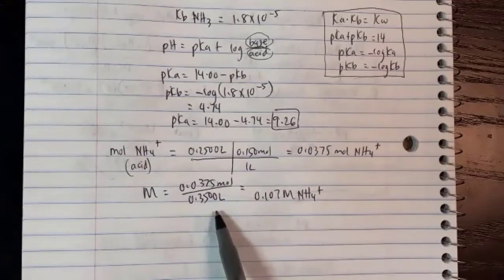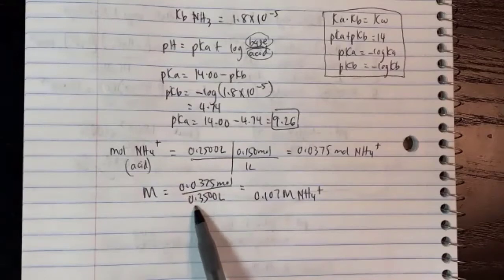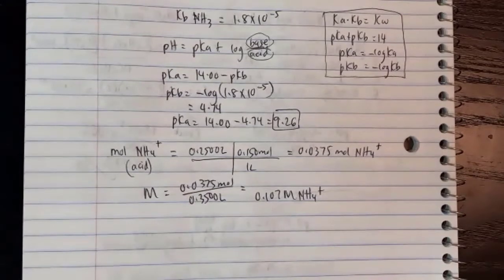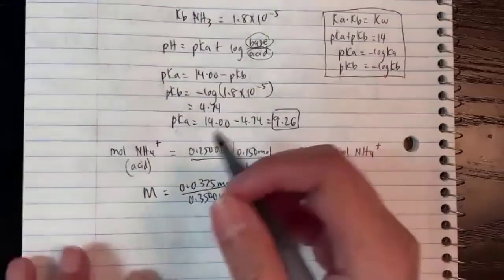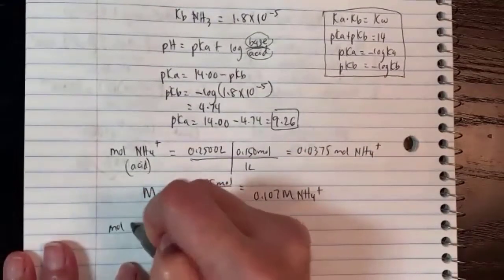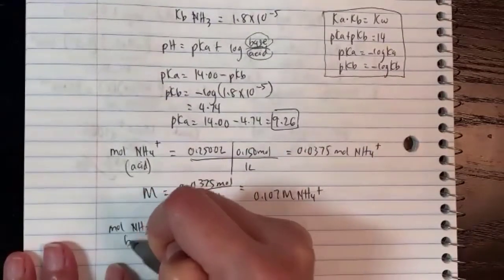But you have to make sure, the reason why we can skip this step is because the molarity of the next guy is also the mole divided by 0.3500. So the ratio of that is going to be the same. So let's do the moles of base here. Ammonia is our big weak base.